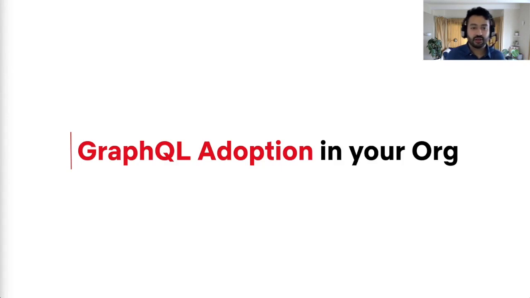So now we've covered a lot of ground. We've covered multiple architecture patterns, their trade-offs, migration pains. Let's talk about GraphQL adoption in your org. And this next set of slides are just recommendations based on my experience working with GraphQL. Just some ideas and not a hard set of guidelines.